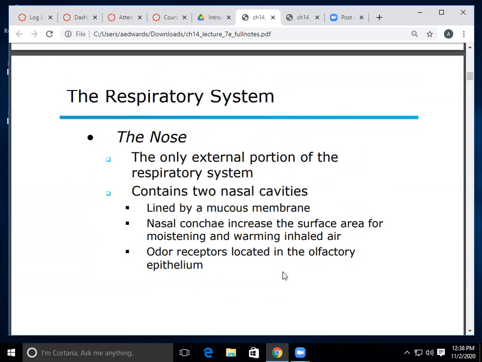All right, let's start with the nose. Okay, obviously the nose is part of your respiratory system, and it's how air gets in and air gets out. Okay, it's the only external portion of your respiratory system. It has two nasal cavities, right, for two nostrils. They are lined by a mucous membrane. The structures are called nasal conchae. They increase your surface area, allowing you to moisten and warm the air that you inhale. All right, you also have odor receptors in your olfactory epithelium. Okay, so you can smell, you send signals to your brain that there's a certain smell.